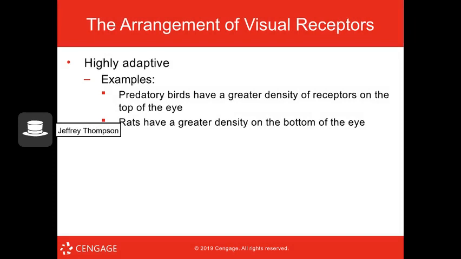So when it comes to evolution and our visual sensitivity, it's going to depend on the type of creatures that we are. As mentioned before, birds are going to have higher density of receptors on the top of the eye because they're looking down, right? Rats have a greater density on the bottom of the eye because the things that can kill them are probably coming from above.